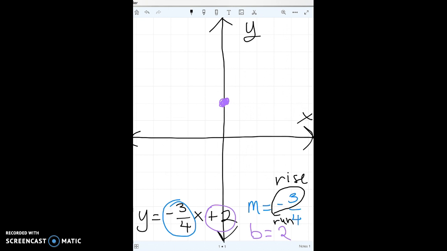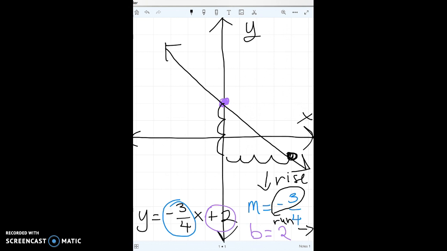So since my rise is negative, that means that I'll be going downward. And since my run is positive, that means I'll be going to the right. So from the beginning point, I need to go down 3. So 1, 2, 3. And right 4. So 1, 2, 3, 4. And then I land on a second point on my line. And so now I can draw the line, which is the line y equals negative 3/4 x plus 2.